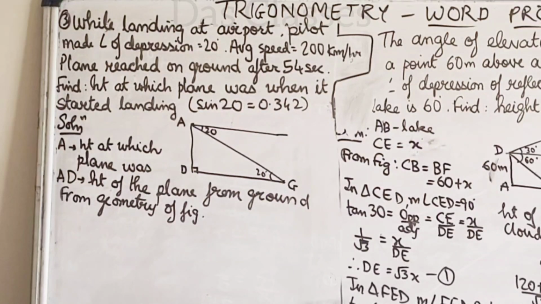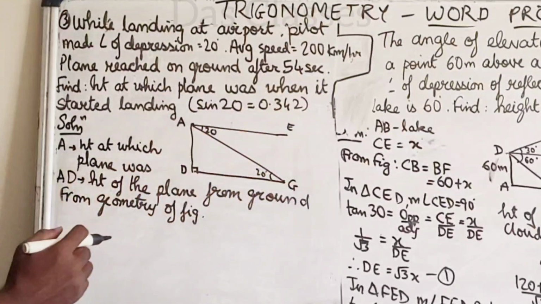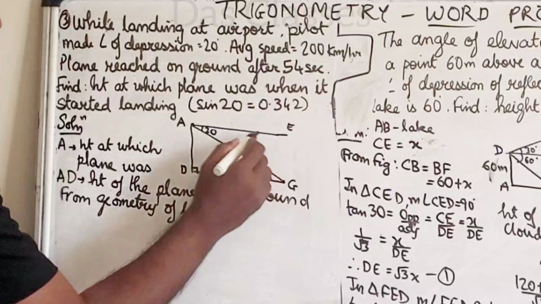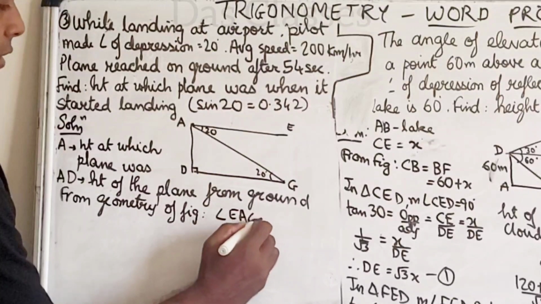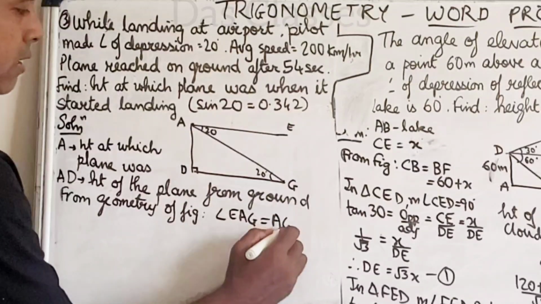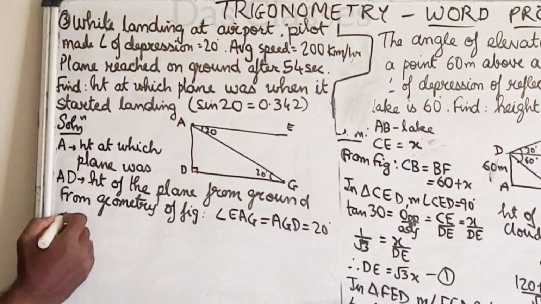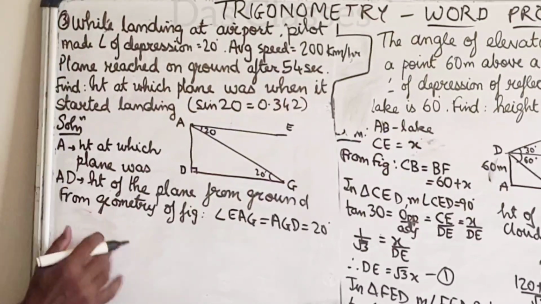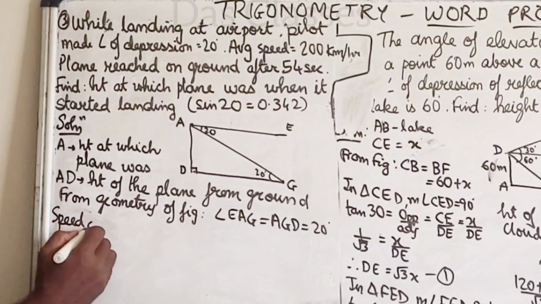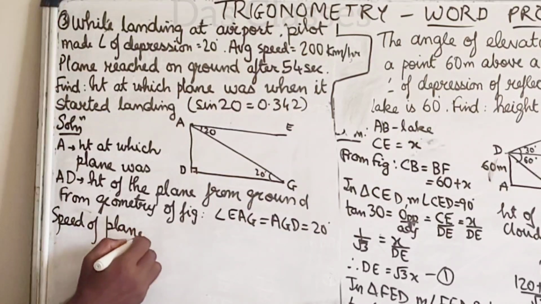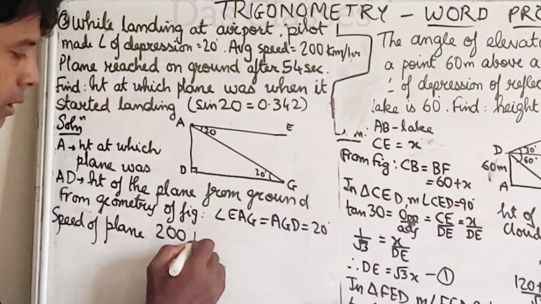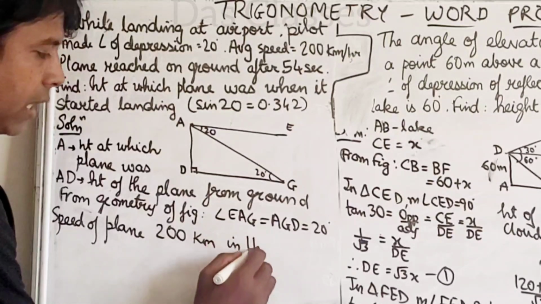And what else is given to us? Let's give it a name. From the geometry of the figure, angle EAG will be equal to angle AGD, which is equal to 20 degrees. Now, they have given us the speed at which the plane was traveling. The speed of the plane is 200 kilometers in 1 hour.